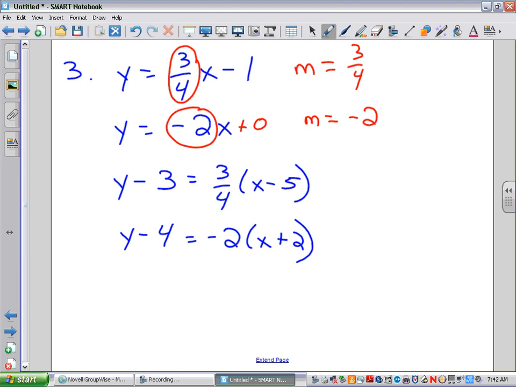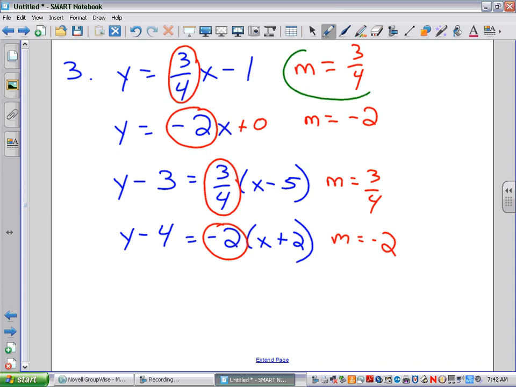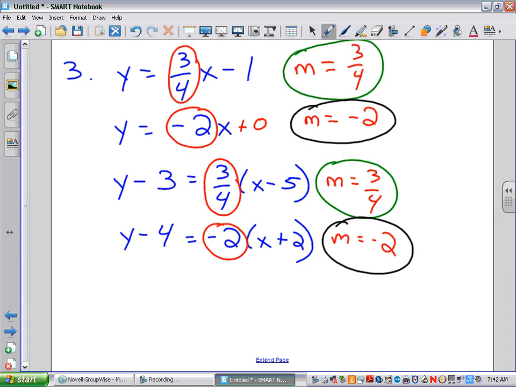Okay, now with the next one, that's in point slope form. Do you guys remember point slope form? What is the slope of this equation? 3/4. And the slope of the bottom one is -2. So, which ones have the same slope? It would be my first one and my third one, and my second one and my fourth one. Those have the same slope.